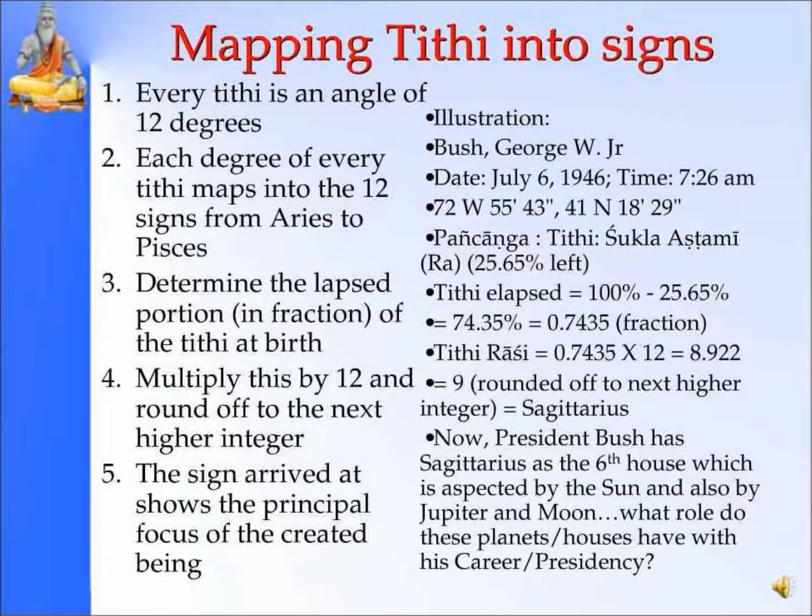Then for Bush, since he has Sagittarius in his house, being at war is what his purpose was. His purpose was to come to Earth. He's the war president. And that's where he begins.